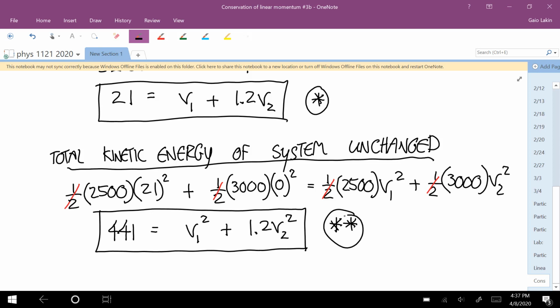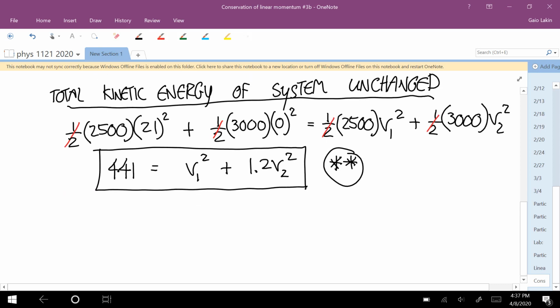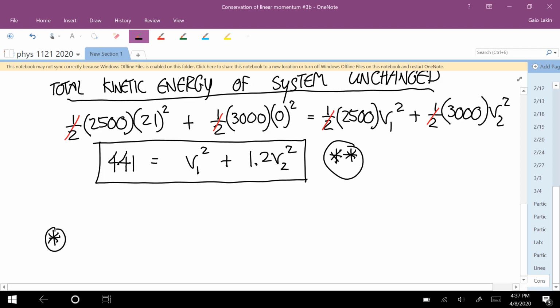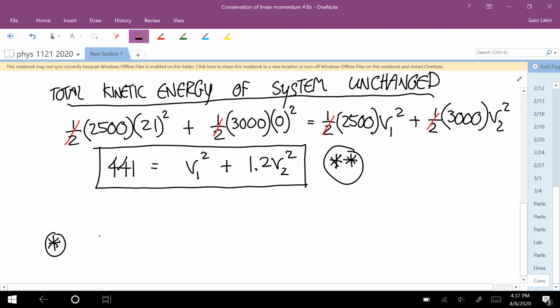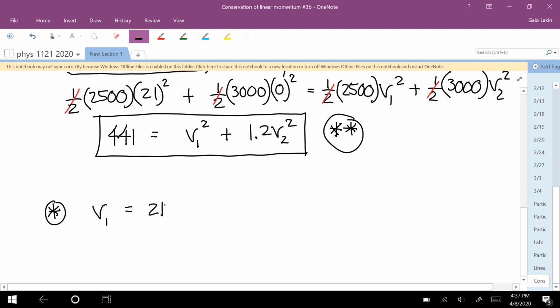So what do we have to do? Well, in the second equation, 2 star, V1 only appears squared. So I'm going to use equation 1 star, come up with an expression for V1 squared, and then plug that into the second one. That first star equation, if I rearrange it, says V1 is equal to 21 minus 1.2 V2. And so if I square both sides, we get V1 squared, and on the other side we get 441.